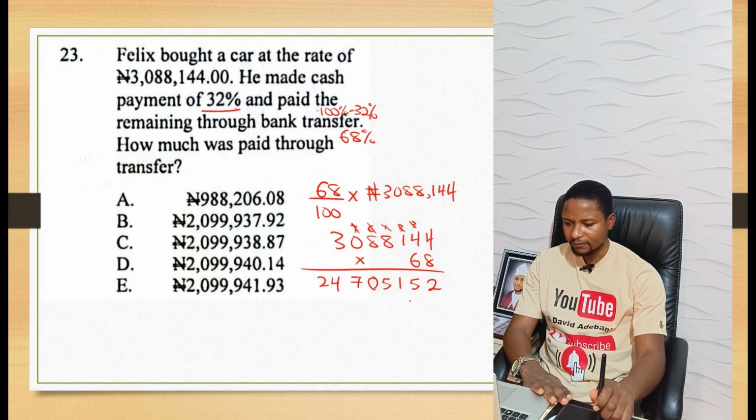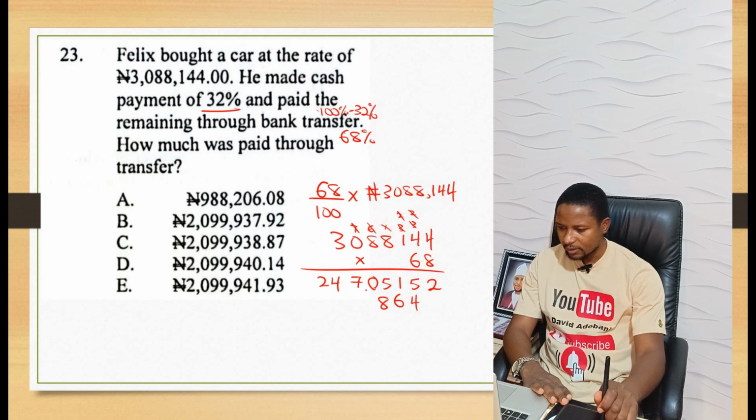6 times 4, 24. Carry 2. 6 times 4, 24 plus 2, 26. Carry 2. 6 times 1, that's 6 plus 2, 8. And 6 times 8, that's 48. Carry what? 4. 6 times 8, 48.